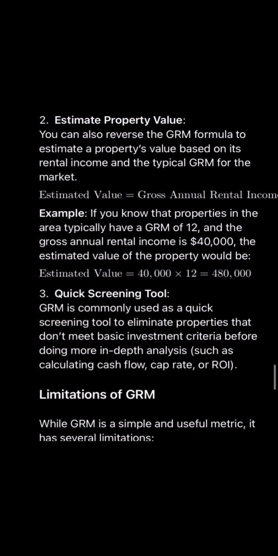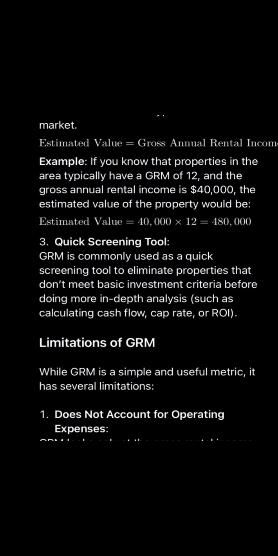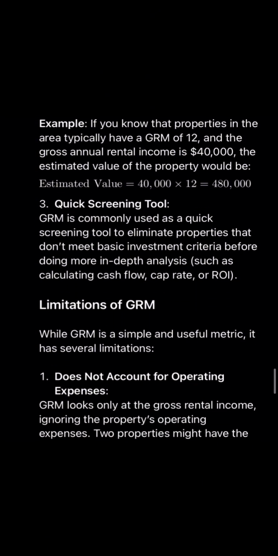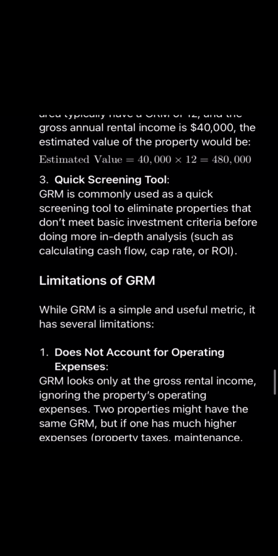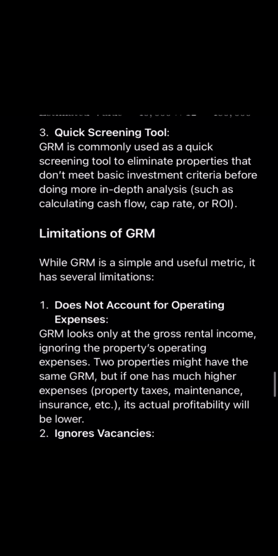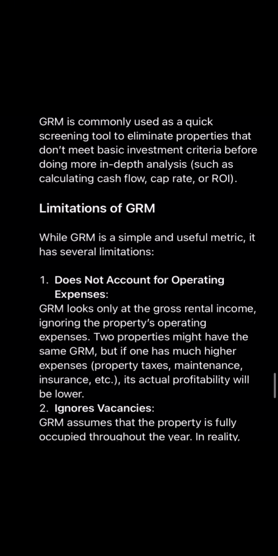Estimated value equals GRM times gross annual rental income. Example: if you know that properties in the area typically have a GRM of 12 and the gross annual rental income is $40,000, the estimated value of the property would be 40,000 times 12 equals 480,000. 3. Quick screening tool. GRM is commonly used as a quick screening tool to eliminate properties that don't meet basic investment criteria before doing more in-depth analysis, such as calculating cash flow, cap rate, or ROI.